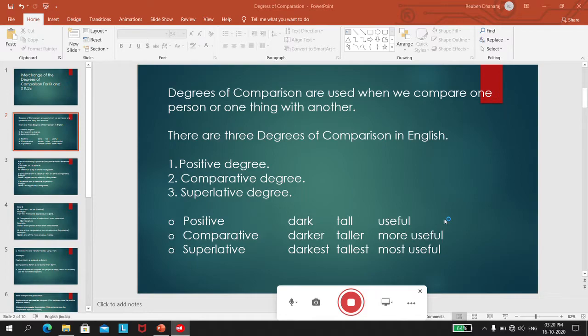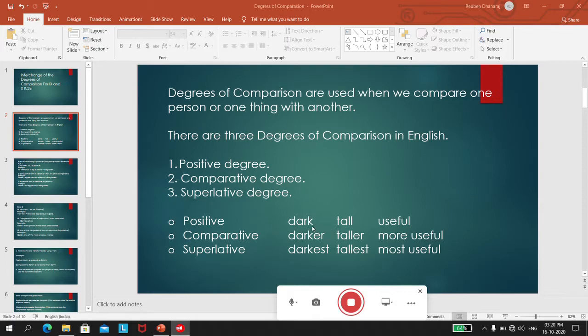Positive degree are words like dark, tall, useful. Now, what are these words actually? These words are also called adjectives. So, degrees of comparison come under adjective forms. When we talk about comparative degree: darker, taller, more useful.